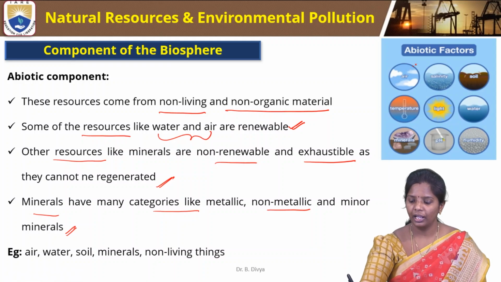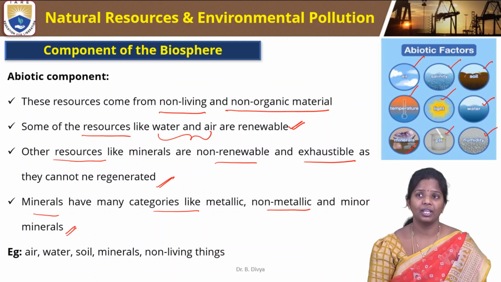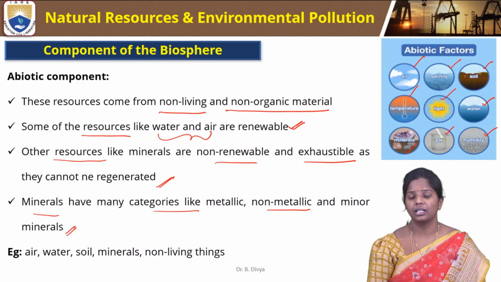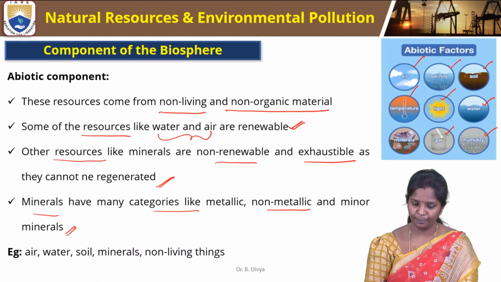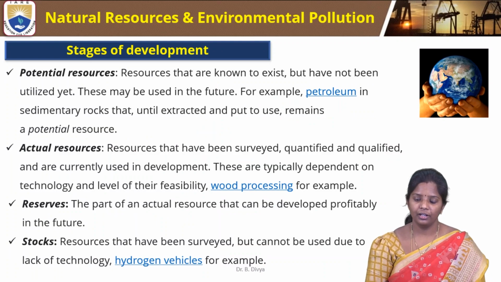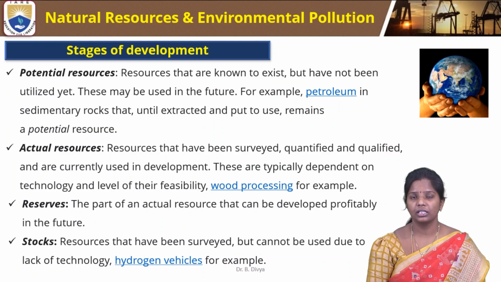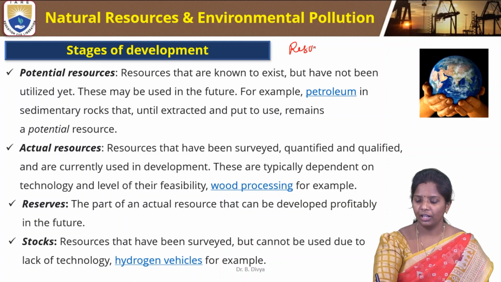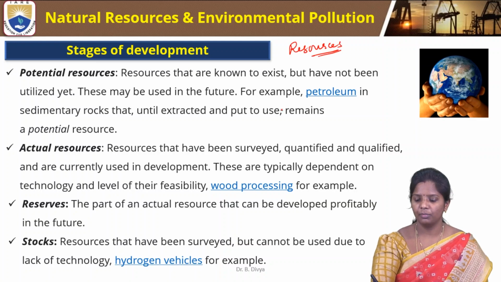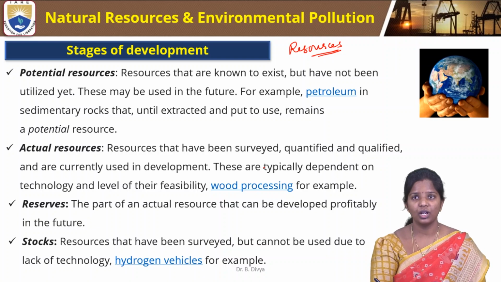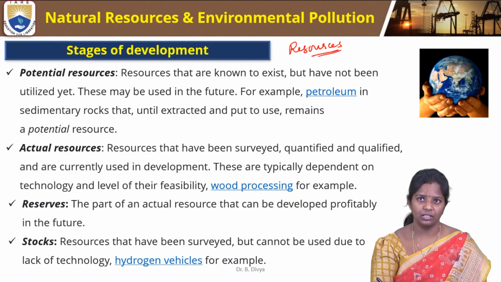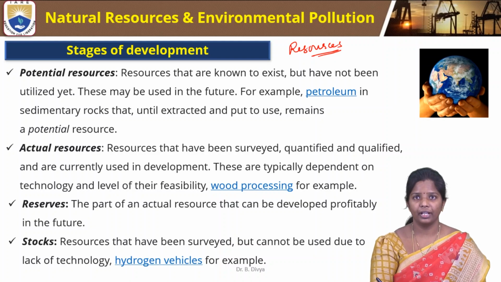The examples are air, temperature, light, salinity, soil, water, humidity, pH, minerals, etc. These are some of the examples of abiotic components present in the biosphere. Then there is development of biosphere. What is the development of these resources? We are seeing that resources are renewable and non-renewable, but we also have to understand how they are generated. So that development is also very important.